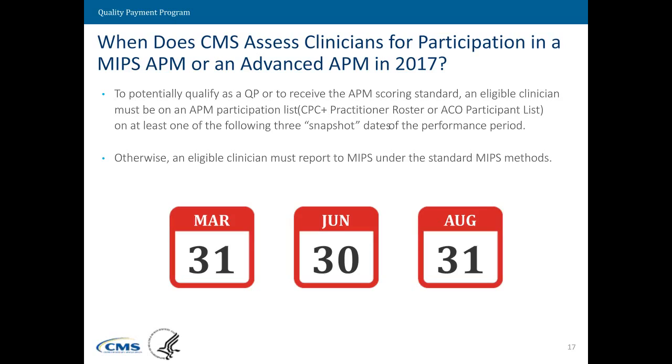CMS will also use these snapshot dates to make QP determinations for advanced APM participants. What that means is CMS will calculate QP threshold scores for performance from January 1st through each of the 3 snapshot dates. If an APM entity group collectively meets or exceeds the QP threshold from their performance through any of these snapshot dates, all eligible clinicians in that APM entity group will be QPs for the performance year. Next slide.